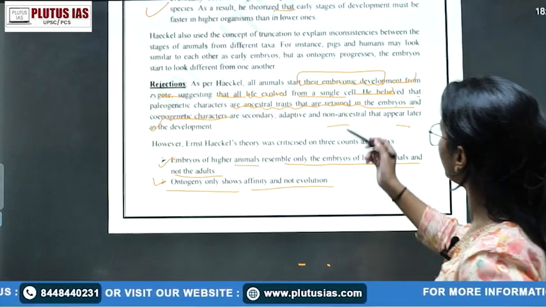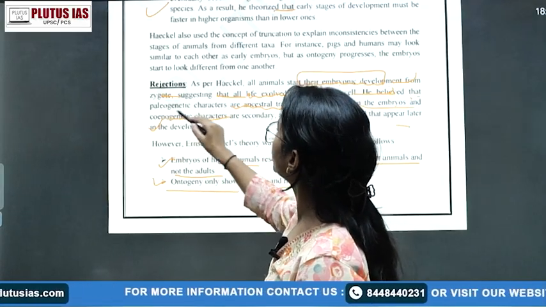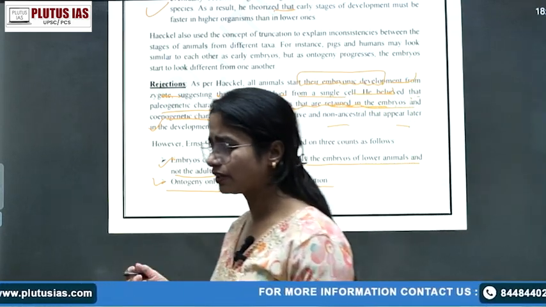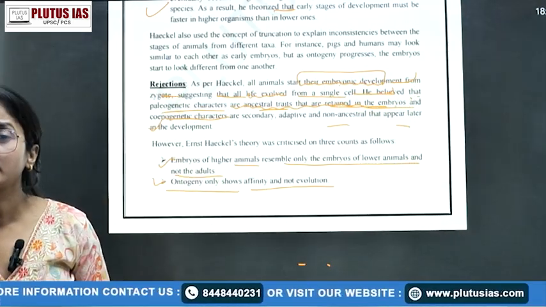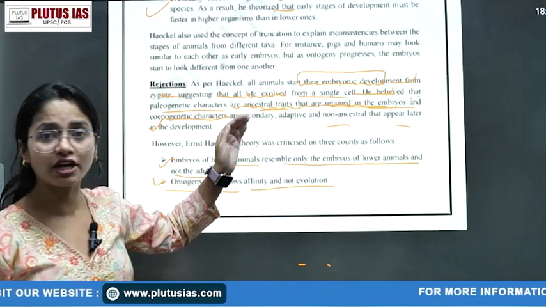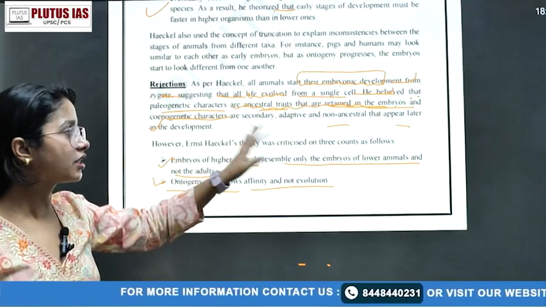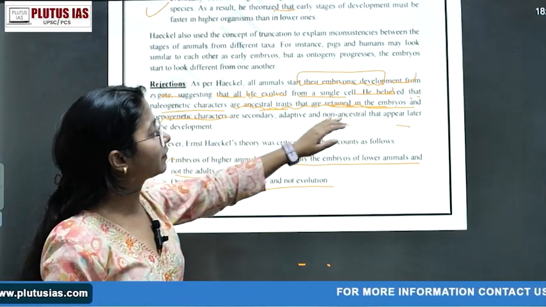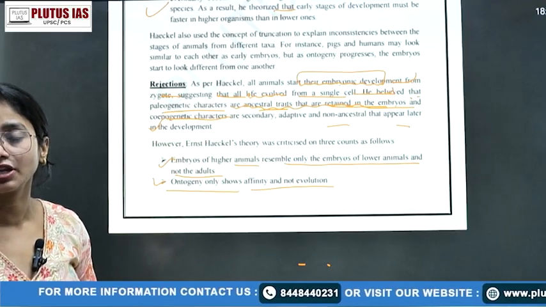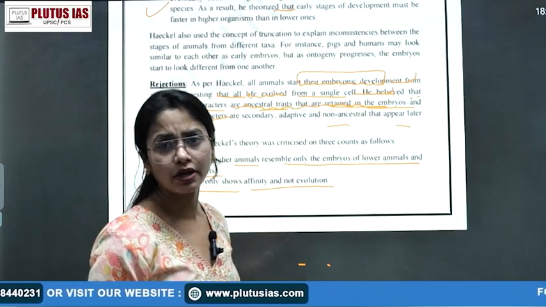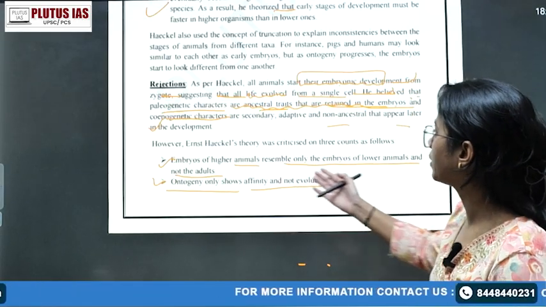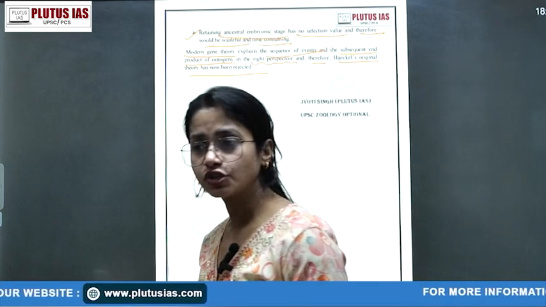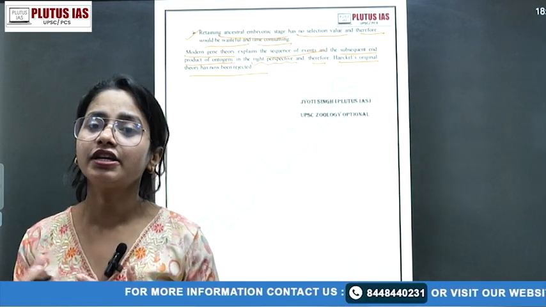So when the rejection occurred, he believed that paleogenetic characters are ancestral traits that are retained. So they said that only those characters which are the paleogenetic evidence are the ancestral ones retained in the embryos, है ना? And xenogenetic characters are secondary, adaptive, and non-ancestral, which appear later during development. On the basis of that, some of the scientists discarded his theory: if the changes of the evolution of the species occur in the later development, then the early development is wasteful.